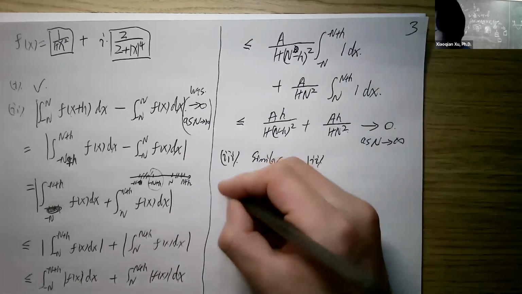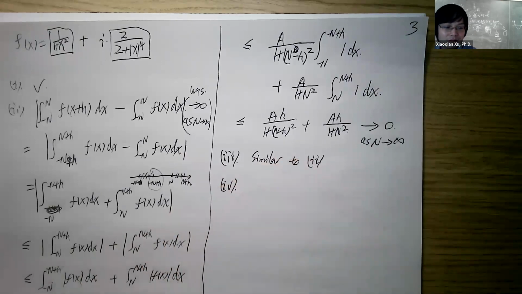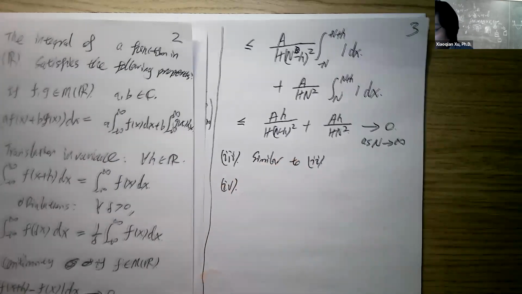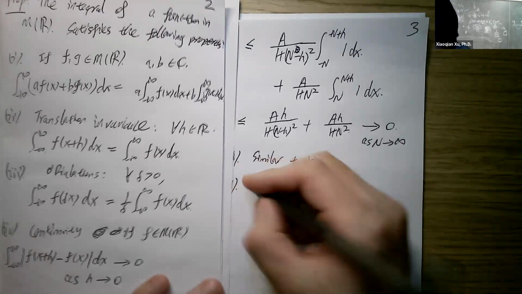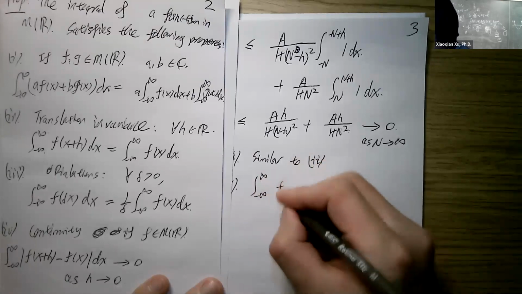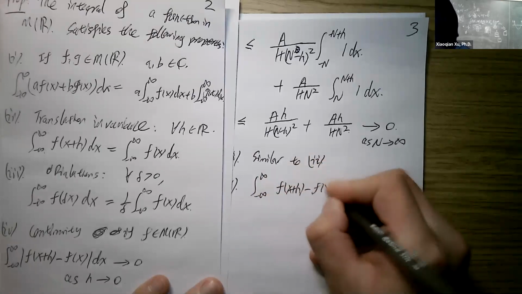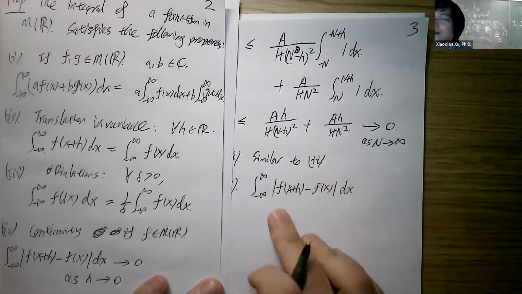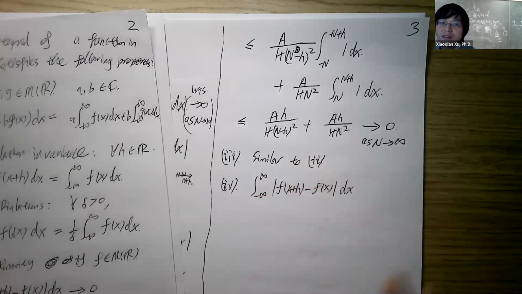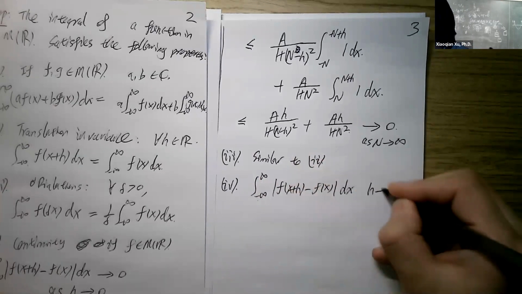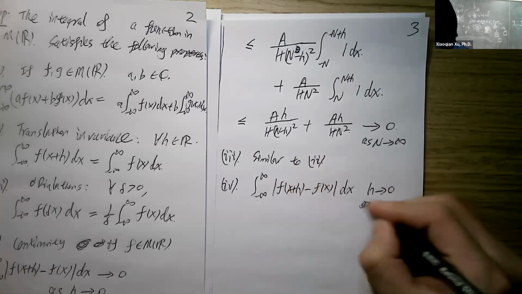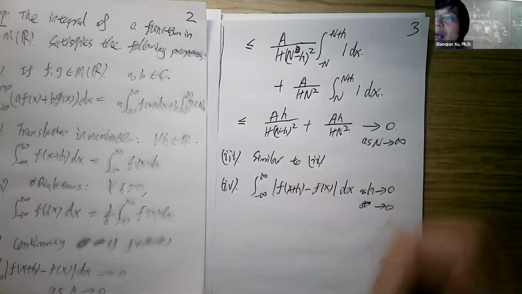So I'll not prove 3, but for 4, let's see how to prove 4, which is somehow different. It is the integral from minus infinity to infinity of f(x plus h) minus f(x). Well, we know that it will be very small because your function is continuous. But then you take this integral from minus infinity to infinity. It is on everywhere. You take the integral. We want to show that it tends to 0 as well.